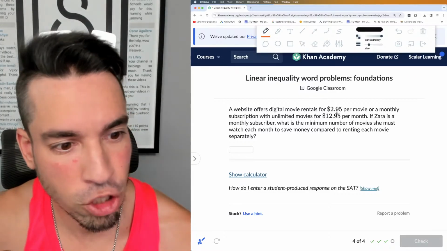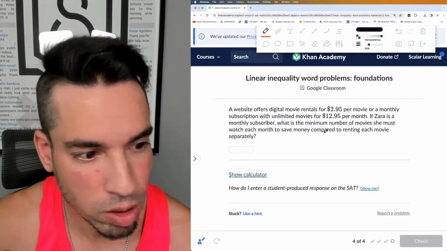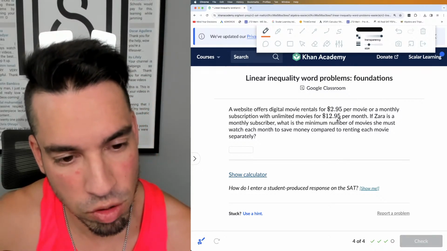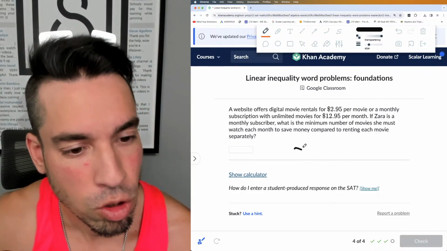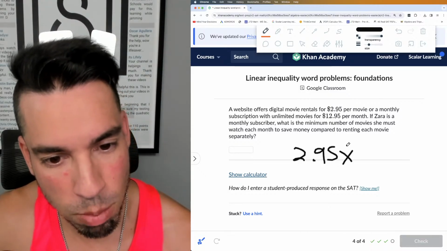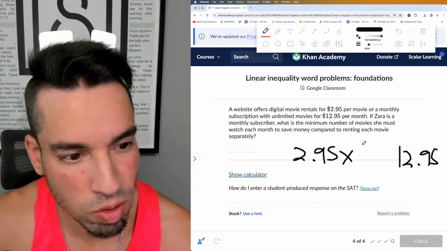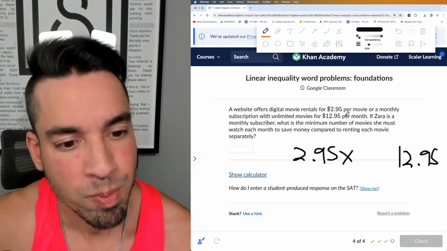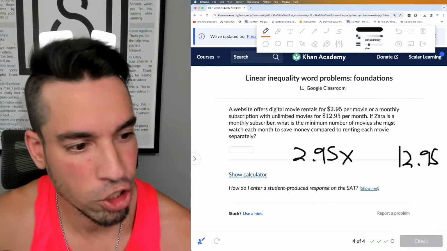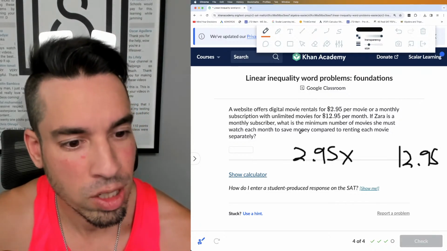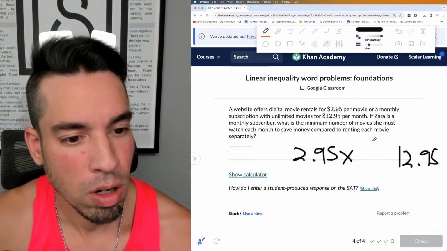Okay, last one. A website offers digital movie rentals for $2.95 per movie or a monthly subscription with unlimited movies for $12.95 per month. Okay, so $2.95 per movie or a monthly subscription for just $12.95 flat for unlimited movies. If Zara is a monthly subscriber, what is the minimum number of movies she must watch to save money compared?